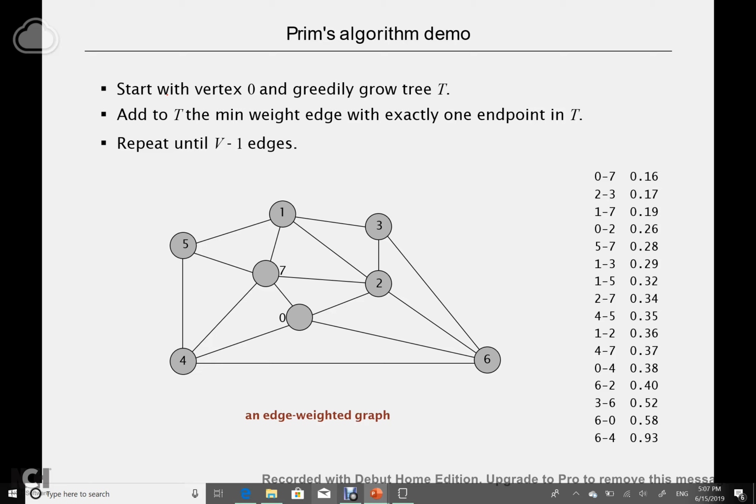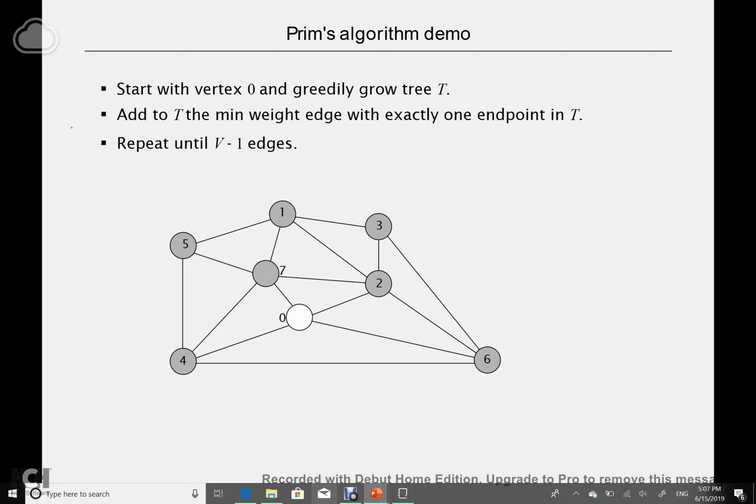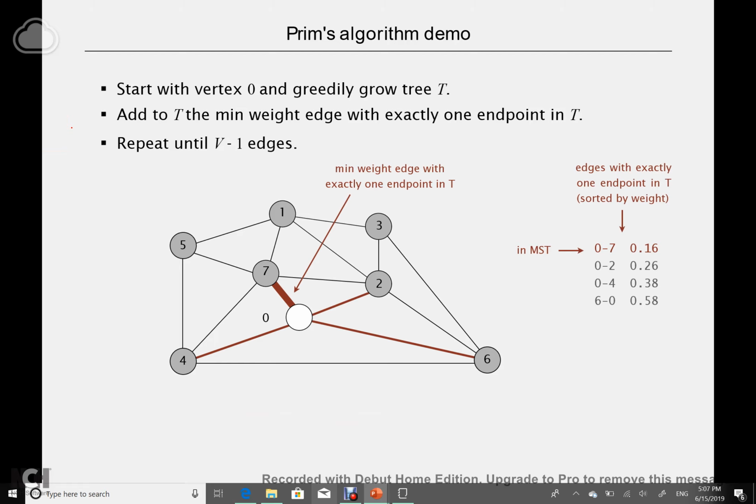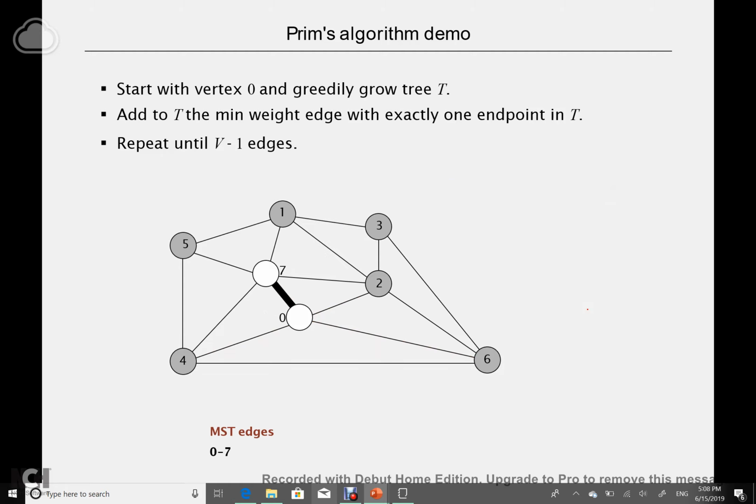This algorithm is not so difficult, especially the pseudocode here. And the question is, how can you quickly find the smallest weight cross edge, right? Let's take a look at this one. Starting from zero, take a look at all the adjacent edges and the weights on them, and you see 0-7 is the minimum weight cross edge. Now you have 0-7 included in this growing tree.